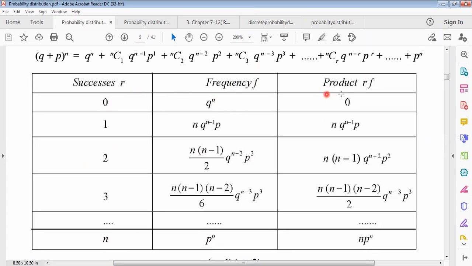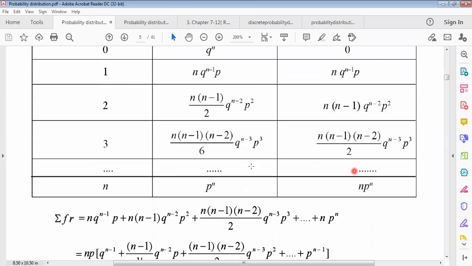Now 0 into q to the power n is only 0. 1 multiplied with this gives only this, and 2 multiplied with this, the 2 will be cancelled, so we get this. Now 3 multiplied with the fourth term, the 3 will be cancelled, and only 2 will be present. Likewise, we get the last term: n multiplied with the last term of the binomial series, n into p to the power n.